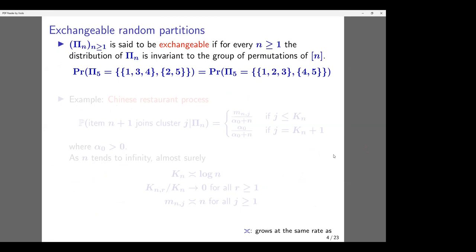A classical assumption made on random partitions is that of exchangeability. A sequence pi_n of random partitions is said to be exchangeable if, for any n greater or equal to 1, the distribution of pi_n is invariant with respect to the group of permutations of 1 to n. To give an example, the probability of this partition, with 1, 3, 4 in one cluster and 2, 5 in another cluster, is the same as if I apply some permutation of the entries here, so it's the same as the probability of this partition. Informally, the distribution is invariant with respect to the labeling of the observations. In machine learning, it's sometimes called the bag of words assumption. You put all your data in a bag and take them one at a time, and the order does not really matter.